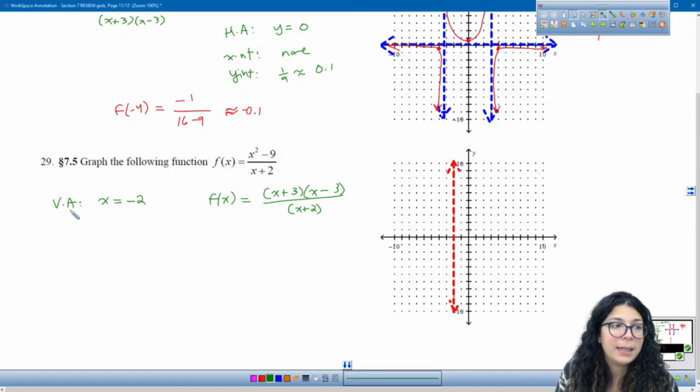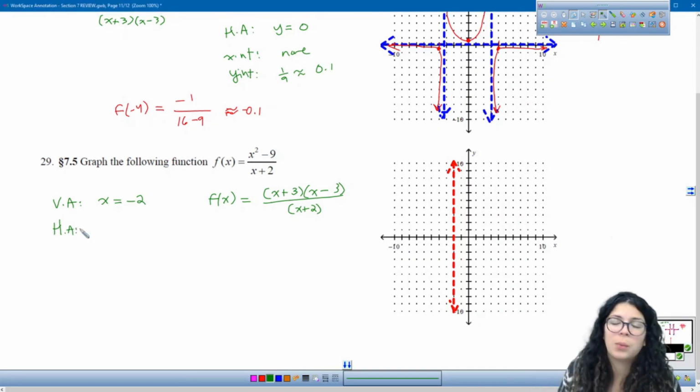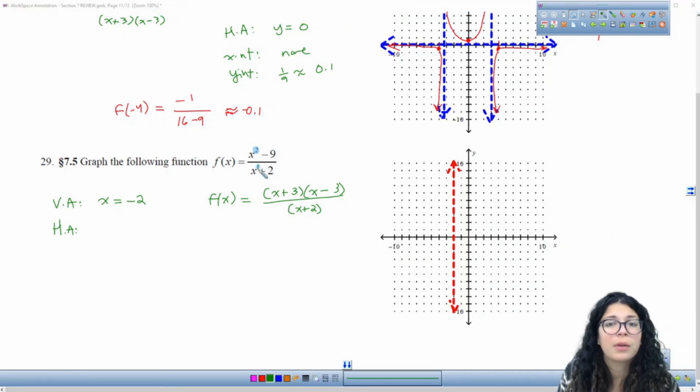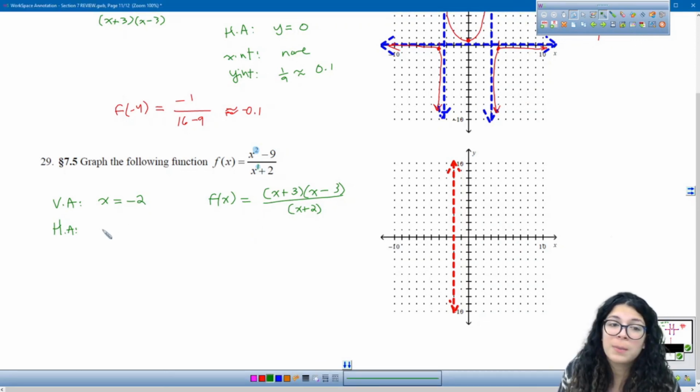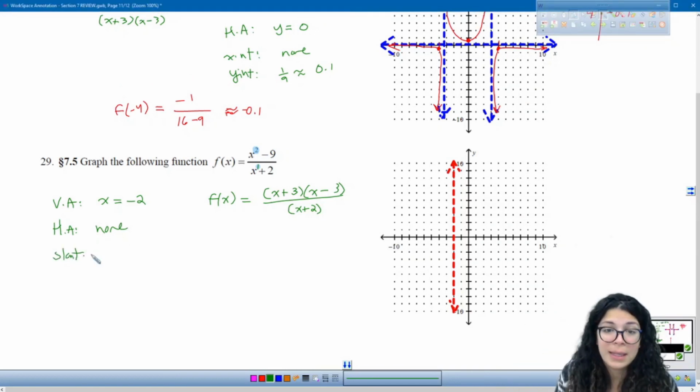Then let's go ahead and find the horizontal asymptote, if there is one. We're going to look at the degree on top with the degree on bottom. Notice the degree on top is 2, the degree on bottom is 1. So if the degree is bigger on top, there's actually no horizontal asymptote, and the degree is bigger on top by 1, so there is a slant. Let's go ahead and find the slant by dividing.